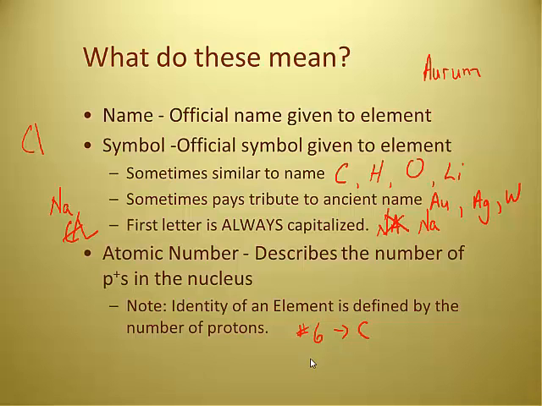Carbon has 6 protons. If somehow an atom were to lose a proton and it only has 5, it would suddenly become another element. It would actually become boron. Okay, so we're moving on then. We're boring on and on and on.